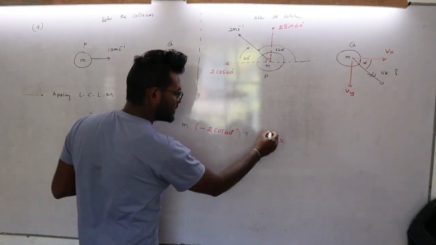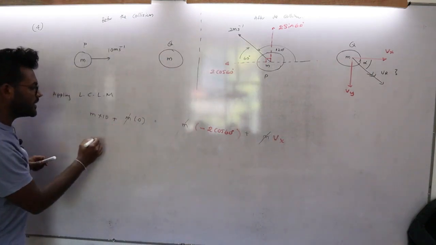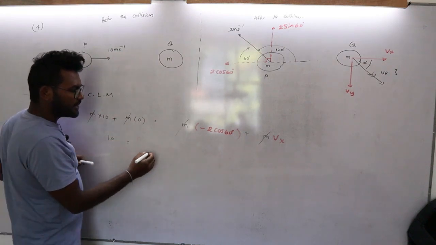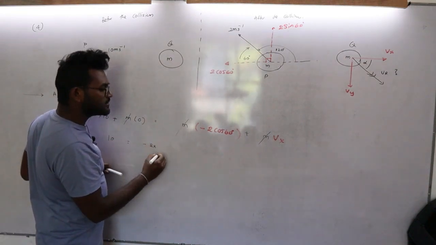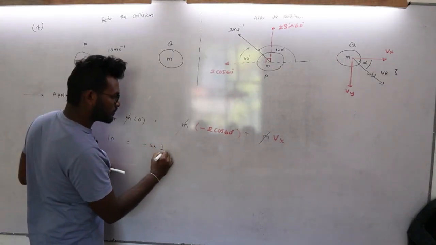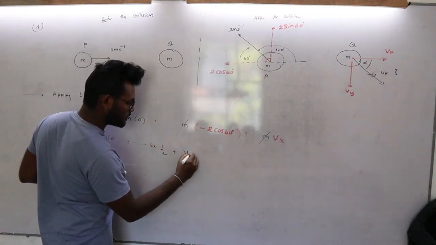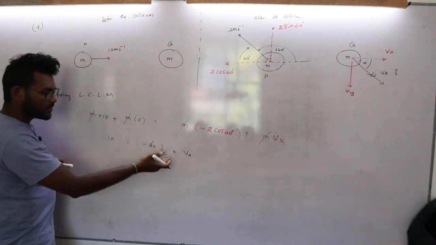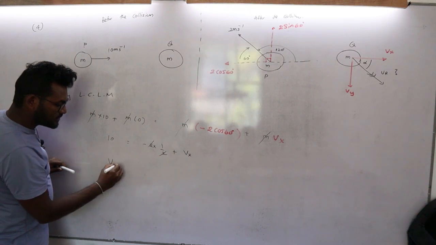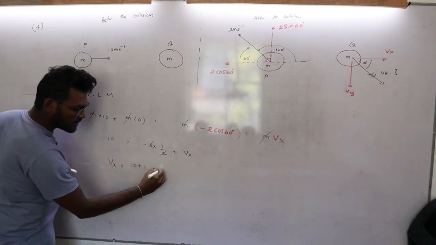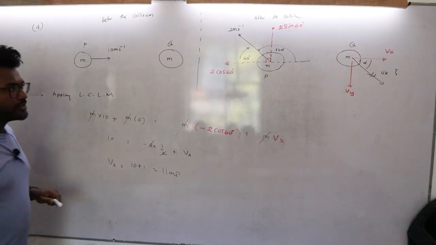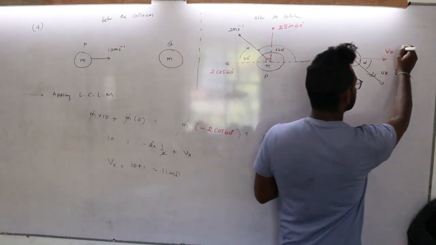Alright, you can see the balls are identical, so the m's cancel off. We have this side to be just 10, which equals minus 2 into cos 60. Cos 60 is half, plus Vx. So this 2 cancels off. There's 1 remaining, taken to the other side, gets plus. So Vx equals 10 plus 1, which is 11 meters per second. So we found this to be 11 then.